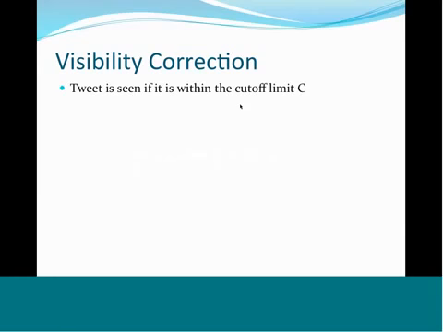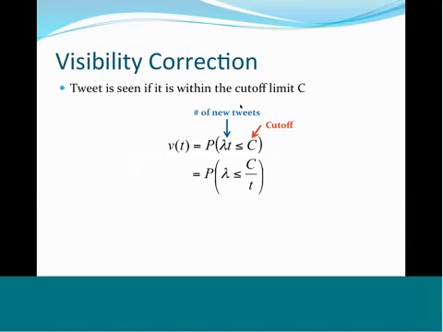Otherwise, it isn't there. So the probability I see the tweet is the probability of lambda times t, where t is how long a tweet's been alive. Lambda t is like how many tweets have been created in my timeline in that time period. As long as that's less than c, the cutoff, I'll see it. And lambda is random from person to person, so this is a probability. So the probability that lambda is less than c over t.